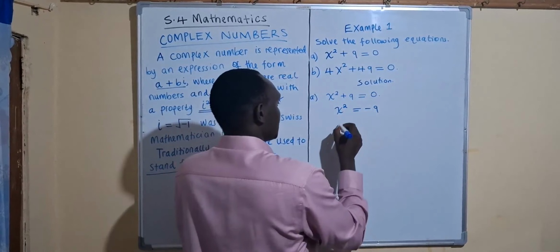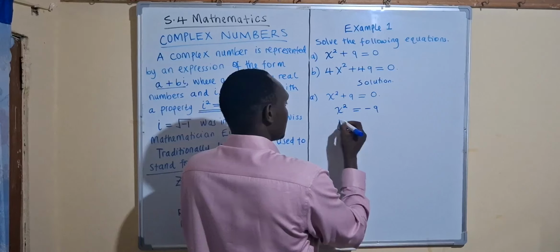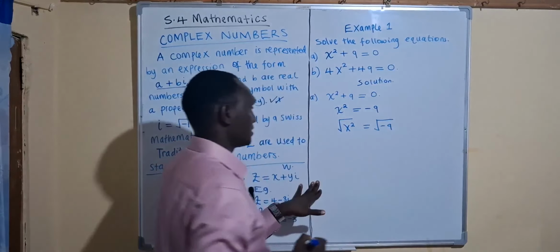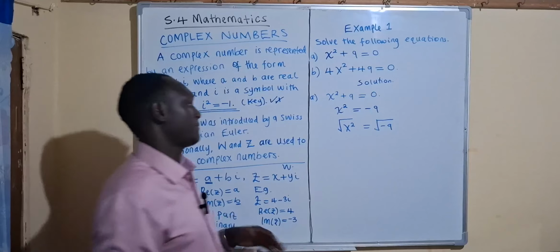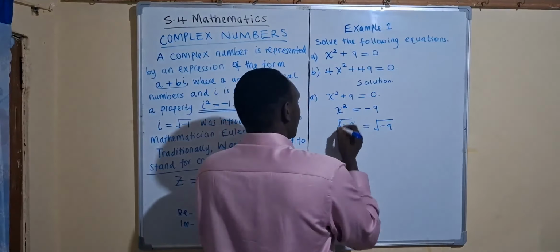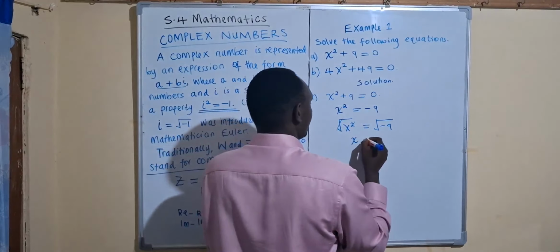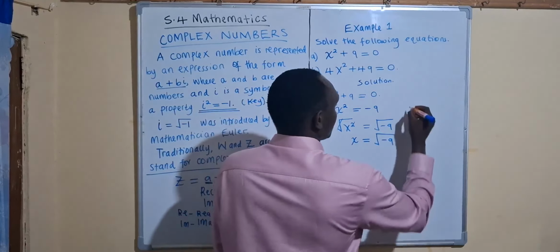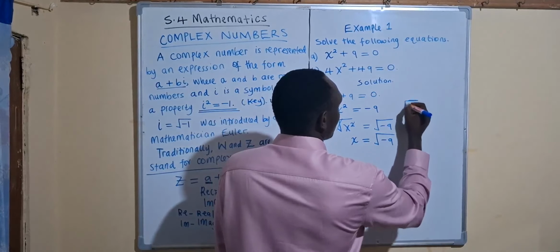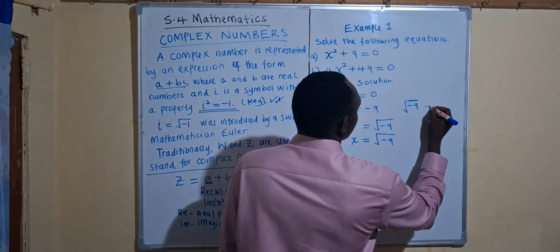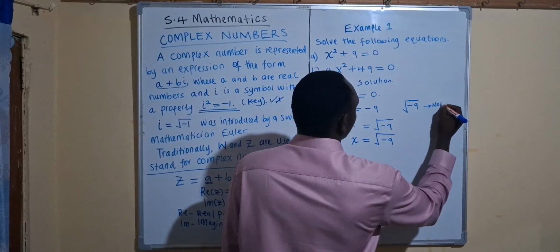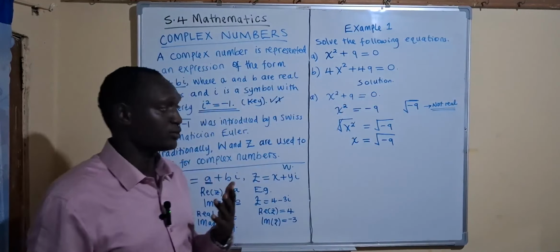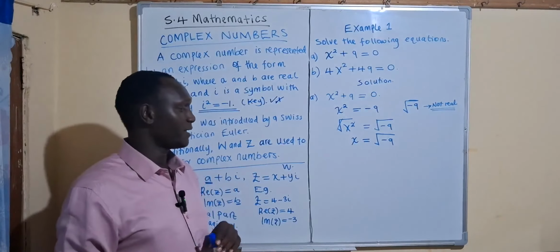But we are looking for x. That means we need to take the square root so that we apply the square root on both sides. We are making x the subject. The square and the root cancel, so here we shall have x equals the square root of negative 9, which is not a real number. There is no real root for that. It does not have real roots.